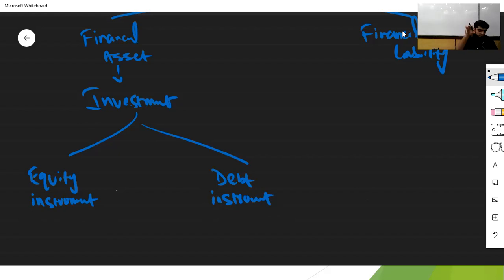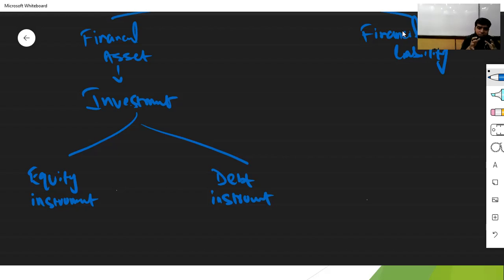It means financial asset is an investment. Investment might be in the equity instrument or in the debt instrument of another company. So we will be covering these areas: the financial asset, that is investment in equity and investment in debt instruments.